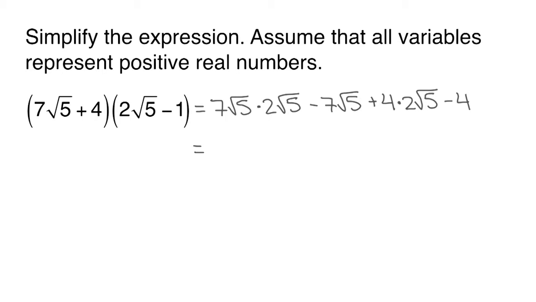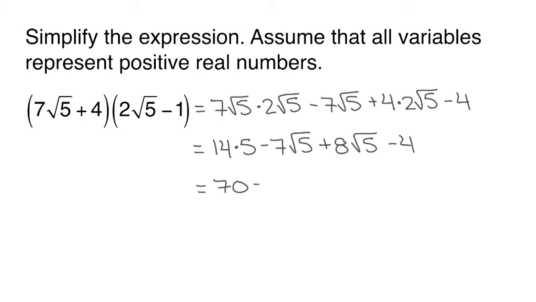We have 7 times the square root of 5 times 2 times the square root of 5, which is 14 times the square root of 5 squared, which is just times 5. We then have minus 7 times the square root of 5 plus 8 times the square root of 5 minus 4. Multiplying to simplify the first term, 14 times 5 is 70.